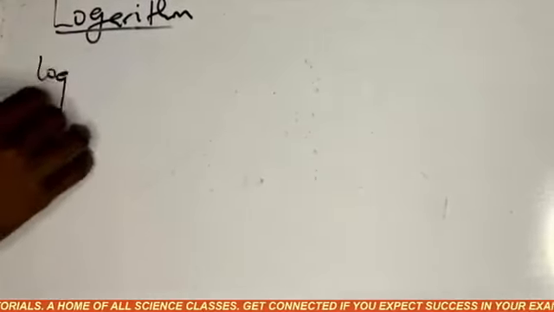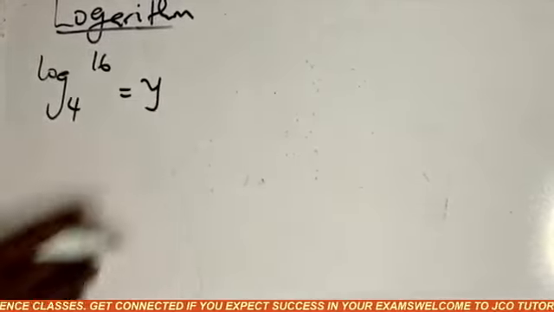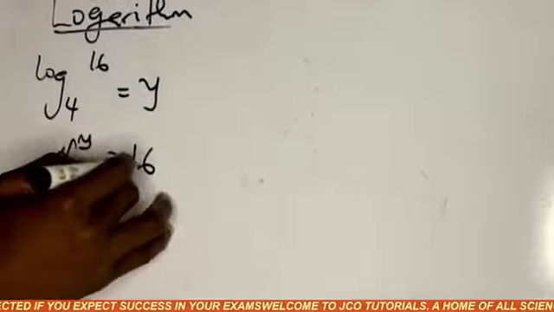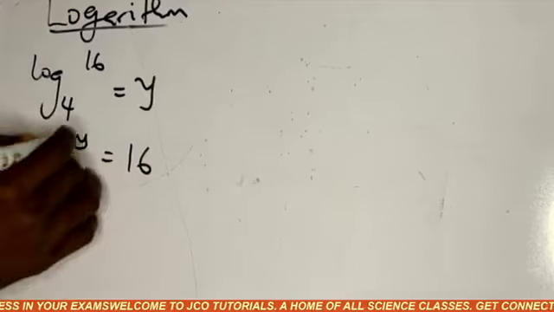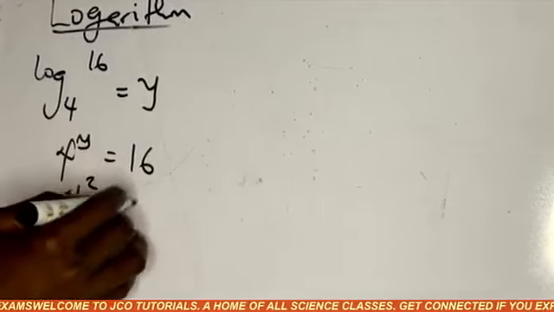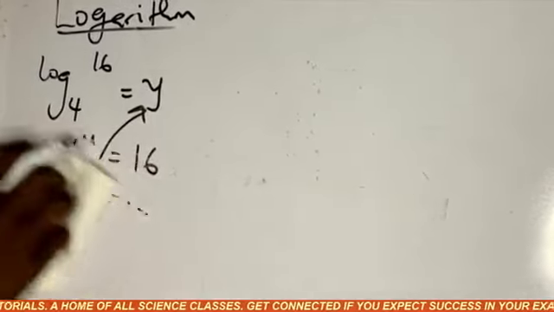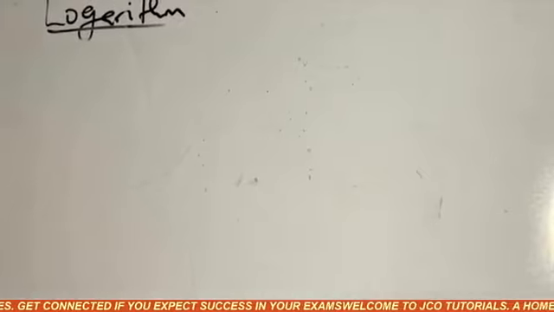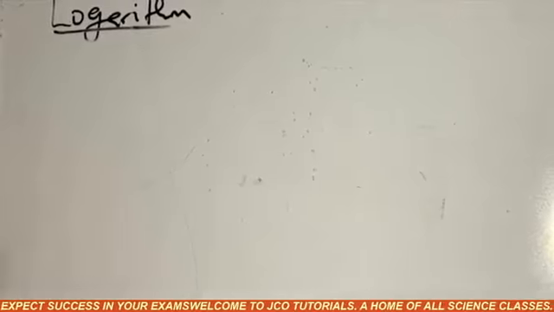I'm looking for log 16 base 4 equal to y. In order for me to find the answer y, 4, the base, raised to power y is equal to 16. You see it now? So when I check, y has to be 2, so that 4 raised to power 2 is actually 16. This means that y is 2. That is how you transform this basic logarithm into indices. Once you transform it, you can now progress from there. Of course, you need to know how to deal with indices problems.